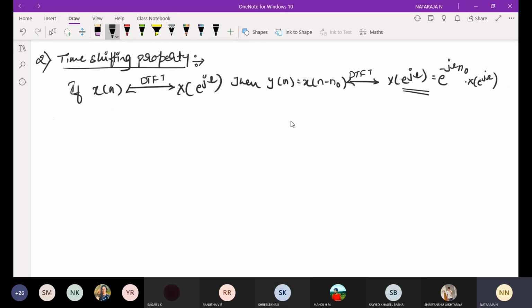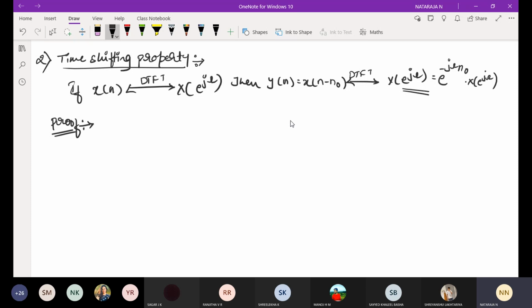Okay, take the proof. In the exam, they will ask you to prove the time shift property of DTFT. You have to write this definition: if x of n has DTFT x of e power j omega, then y of n is equal to x of n minus n naught, and the DTFT of that will be y of e power j omega, equal to e power minus j omega n naught into x of e power j omega. Then I'll prove this.